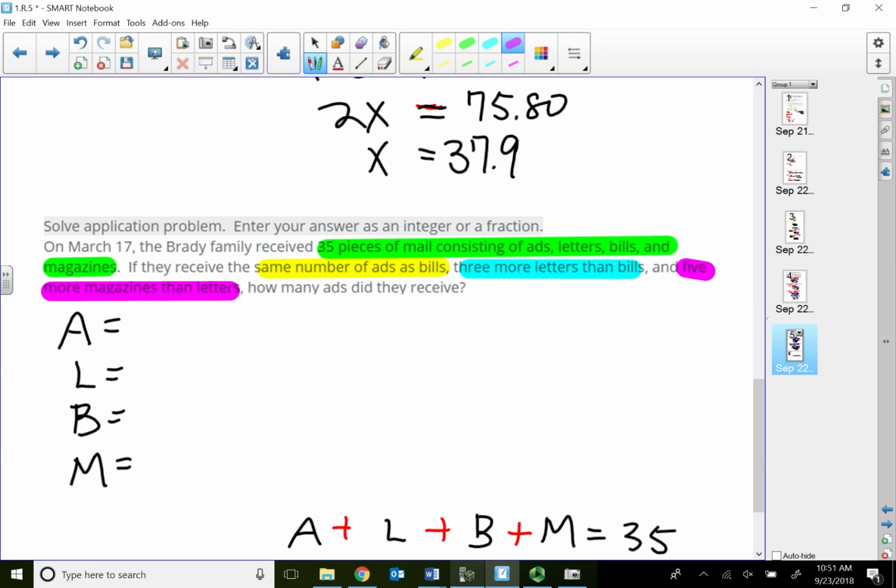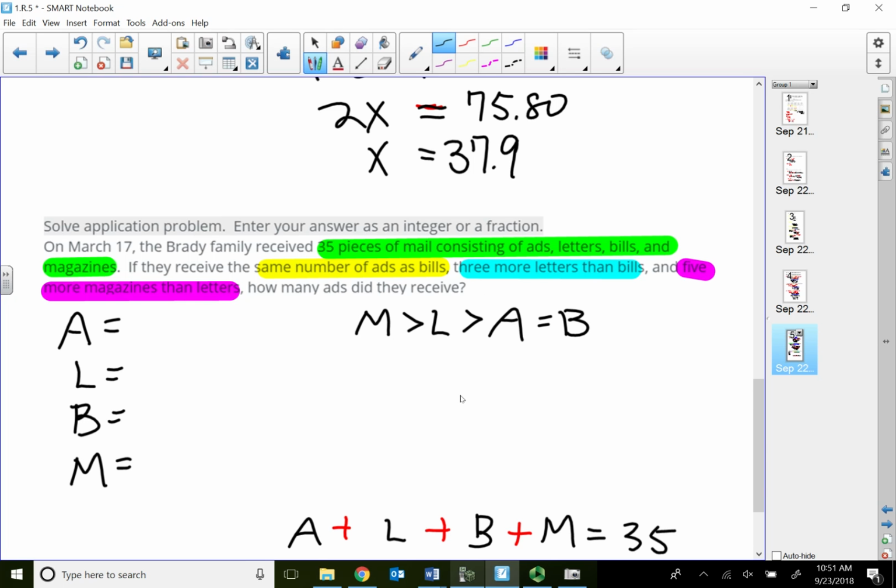To determine who is x, you have to actually compare them. The one in yellow says ads is the same number as bills, so ads and bills are an equal amount. Three more letters than bills, so letters is bigger than bills, which is bigger than ads as well. Five more magazines than letters, so magazines is even bigger than letters, which is bigger than ads and bills.